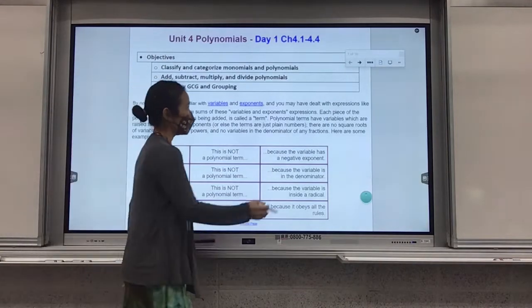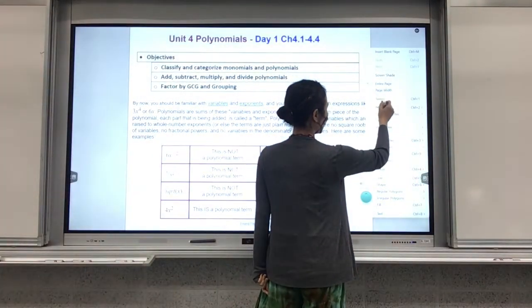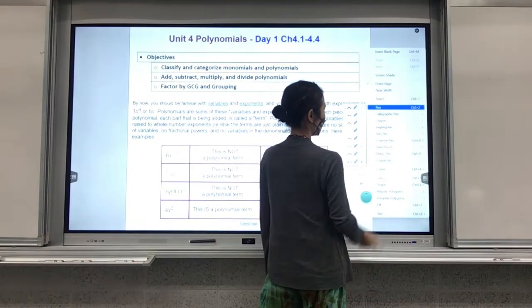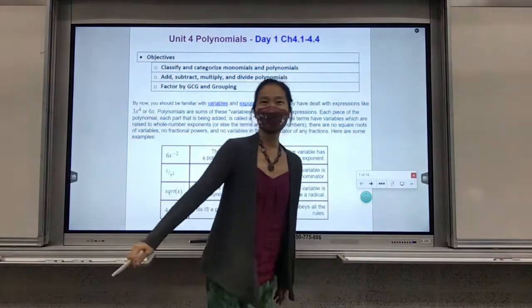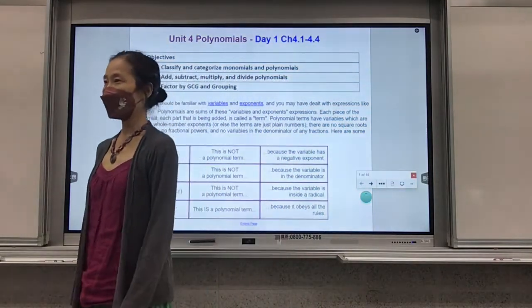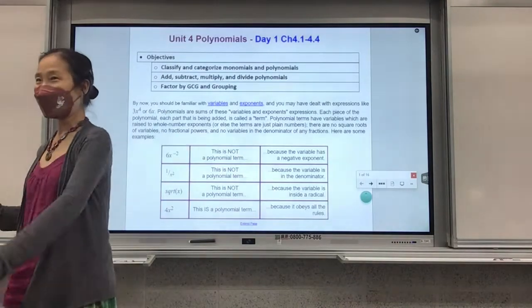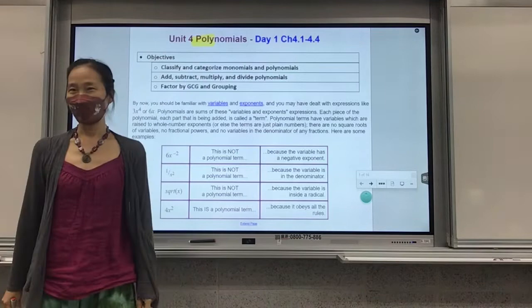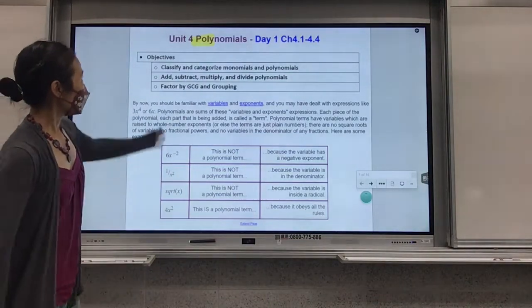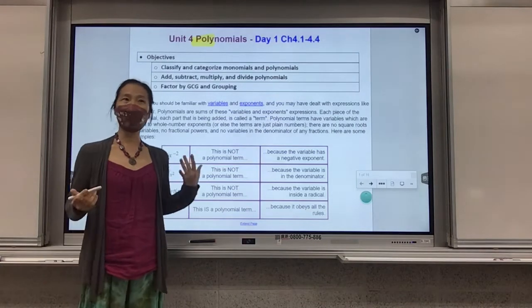So the topic is called polynomial. Did you learn some word that starts with poly? What did you learn before? Math related, starts with poly. Polygon, that's right. What does poly mean? Many. Polynomial? Nomial means term. So many terms added together.